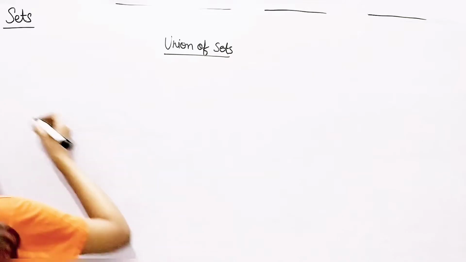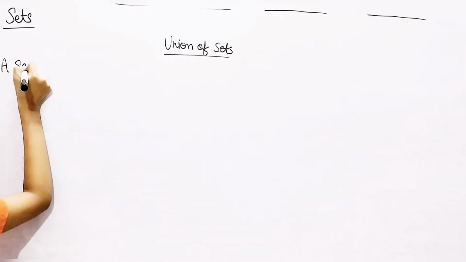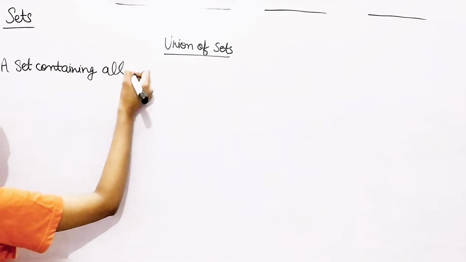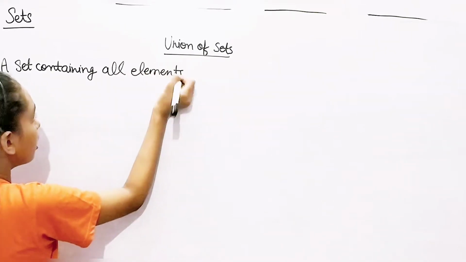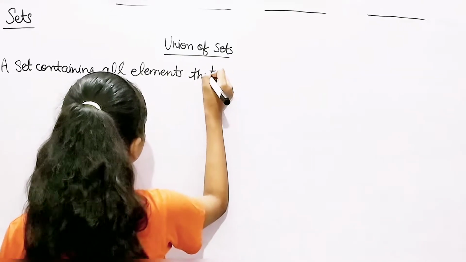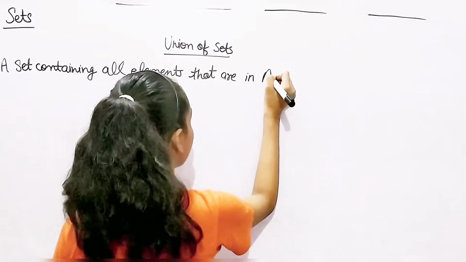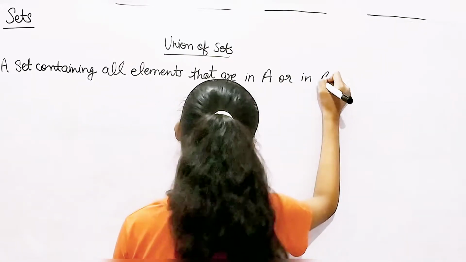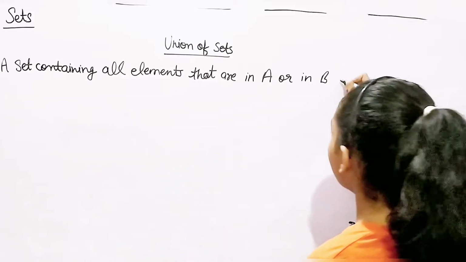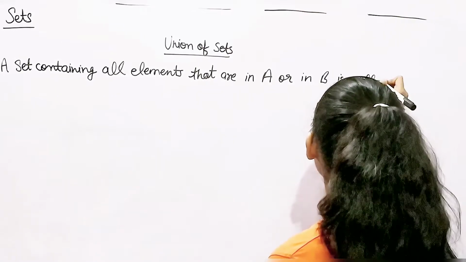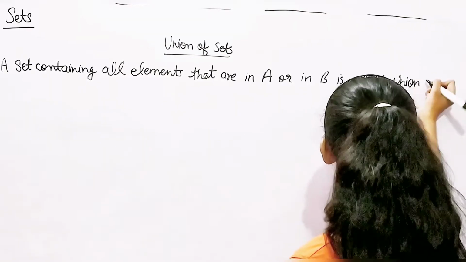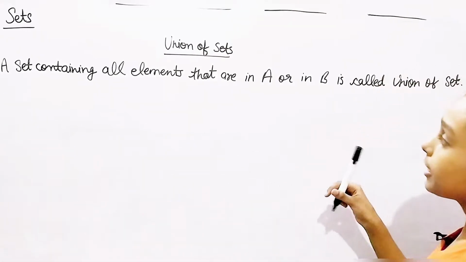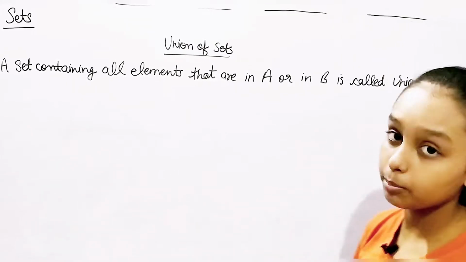So a set containing all elements that are in set A or in set B is called the union of sets. So a set containing all elements that are in set A or in set B is basically going to be the union of sets.